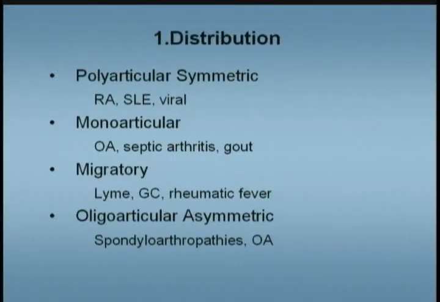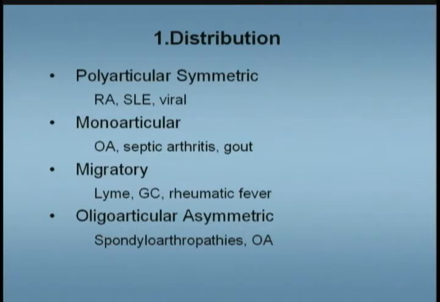And then the last one is oligoarticular asymmetric. Oligoarticular, so just a few joints, less than 5 or 6, and they are asymmetric. So this guy's left wrist is involved, his right shoulder is involved, his right knee. 3 joints, asymmetric, right? Asymmetric, the same joint is not involved on both sides of the body.